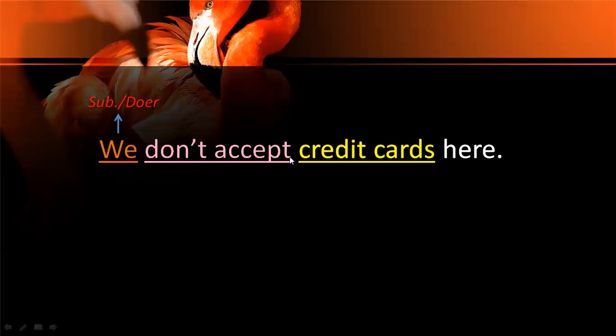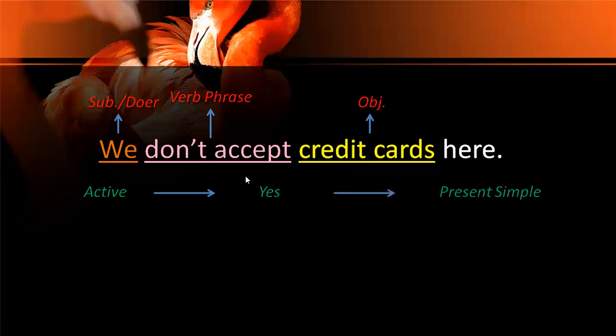And here, don't accept is the verb phrase. Now we do not accept what? We don't accept credit cards. So credit cards is an object. Therefore, is it an active or a passive sentence? Yes, it is an active sentence. And can we change it into passive? Of course we can. We have a verb phrase, we have a doer, and we have an object. And this is our main focus. Now, before we move to changing it, we need to decide the tense of the sentence. Don't accept tells us that this is a present simple tense.